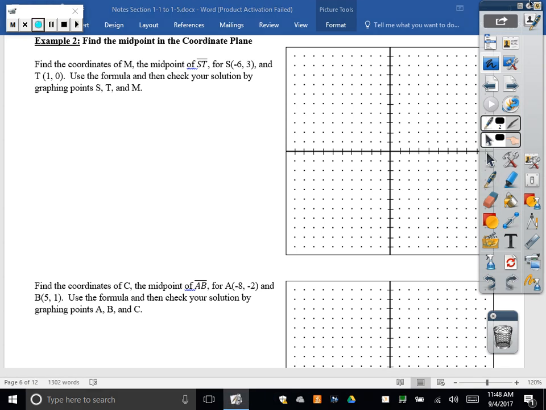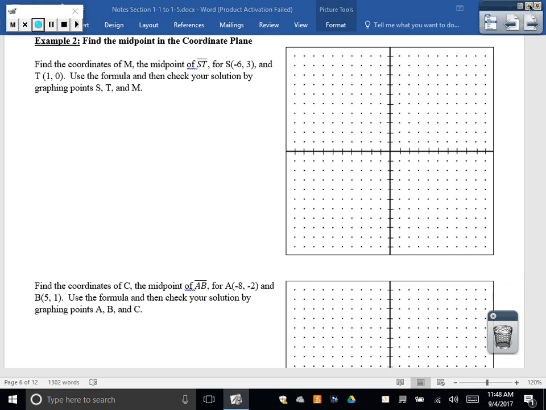Next thing we're going to look at is how to locate the midpoint on the coordinate plane. So let's read through this one. It says, find the coordinates of M, the midpoint of ST. Now, if I was to draw a picture of what we're doing here, we've got this point here, and here's S, and here's T. And we want to find M, and I'm just estimating here. Okay, this is M, and it's the midpoint of ST. So this length here needs to be the same as this length here.